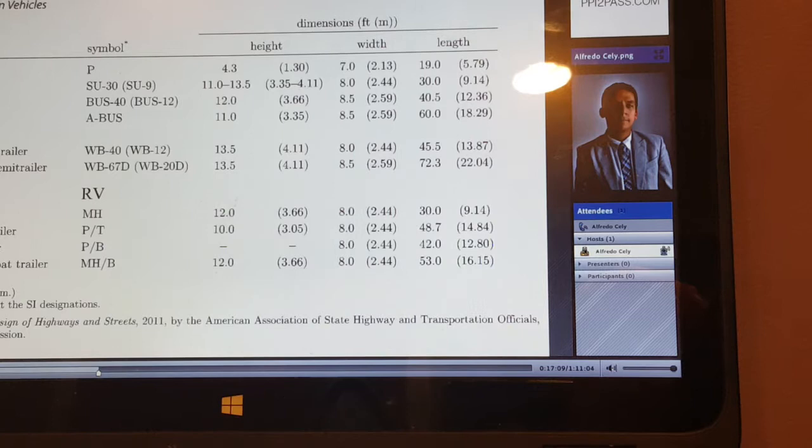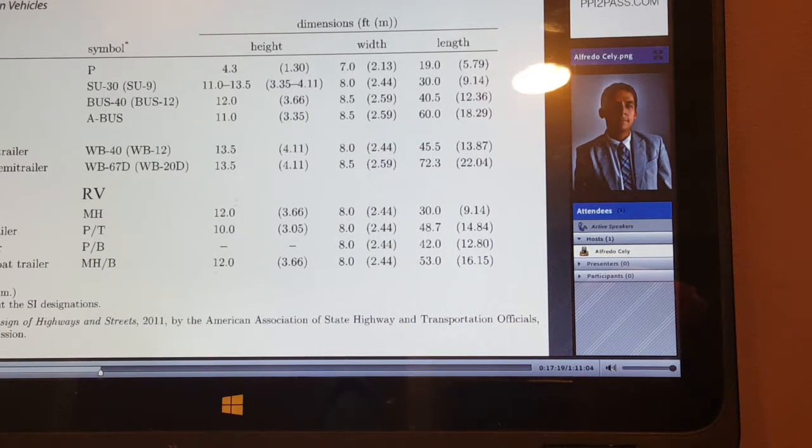Now, know what this is doing. This is standard dimensions. What they are doing is they're providing you with a cube that represents that specific car. Right? They're giving you a cube dimension that represents that specific vehicle.